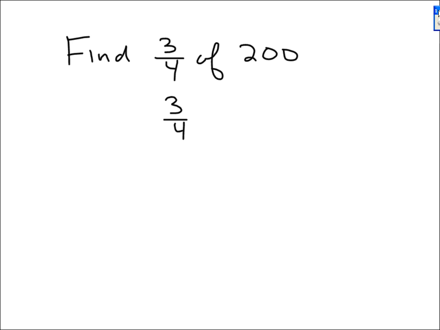Section number 42 is entitled Finding the Fractional Part of a Number. For example, we want to find this fractional part of, say, 200. Of means multiply. That is, this is just asking you to find 3/4 of 200. Of means multiply. 4 goes into 200 50 times, and 4 goes into 4 one time.